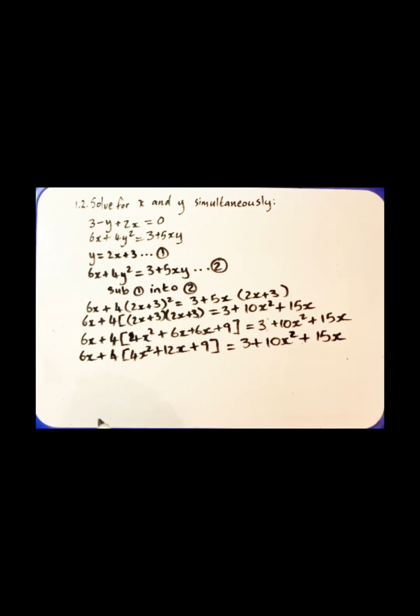Now on this step you can multiply this 4 with all this inside, so we'll have 4 multiplied by 4x squared, we have 16x squared. 4 multiplied by 12x will give us 48x, and then 4 multiplied by 9 will give us 36.